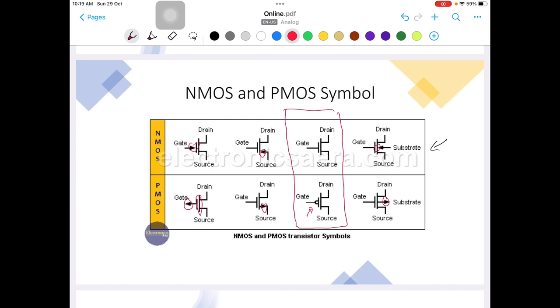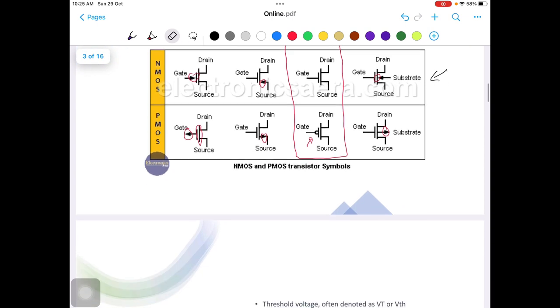Why? Because in the equations, there will be different equations specifically for NMOS and PMOS. So please pay attention to the different symbols between NMOS and PMOS. Yeah, so that finishes the symbols.